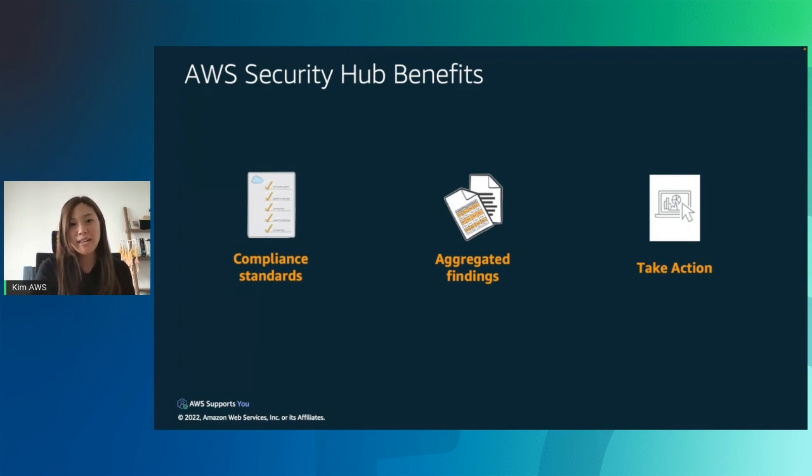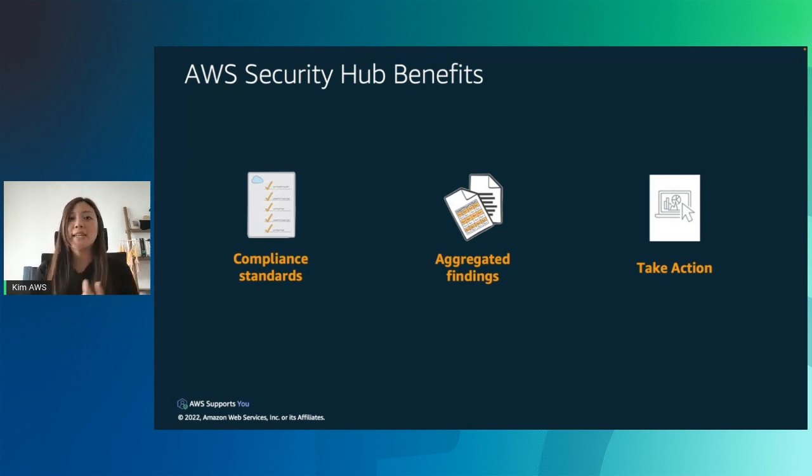Firstly, looking at aggregated findings. So obviously, a question came up earlier about multiple accounts within an organization. One good way for you to view all of these findings, not only across different accounts within your environment, but also across different regions within your environment, is to use the AWS aggregated findings solution.